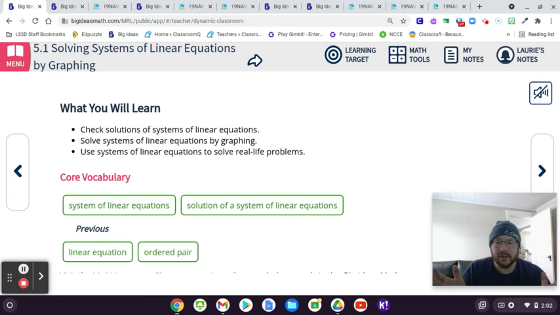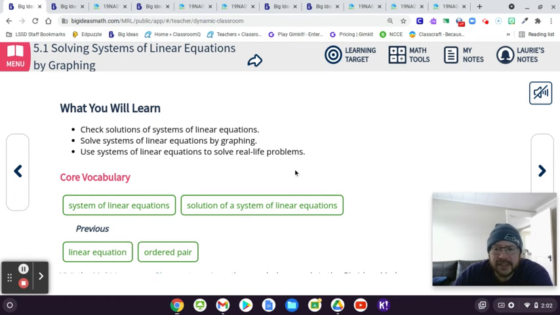Well, let's say you have an equation with x and y in it. You can graph it and it'll give you a straight line. And then let's say you have a second equation with x and y in it. It graphs it and gives you a second straight line. The point where those two lines intersect is a solution to both of those equations, and that is a solution to a system of equations.